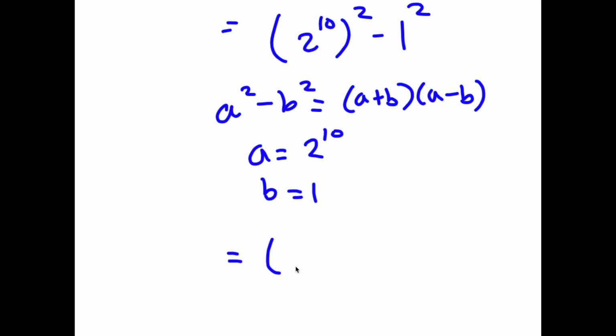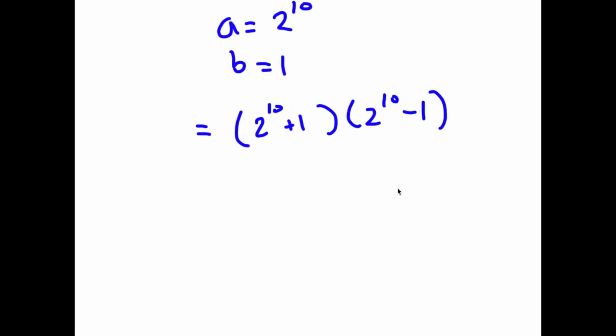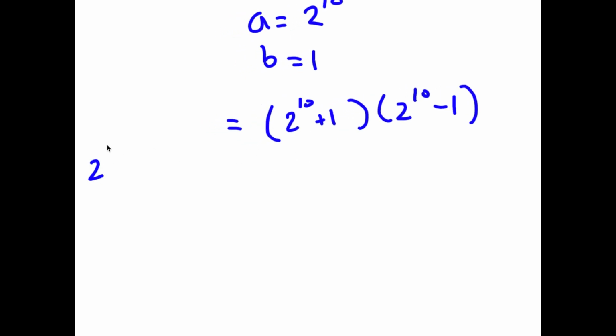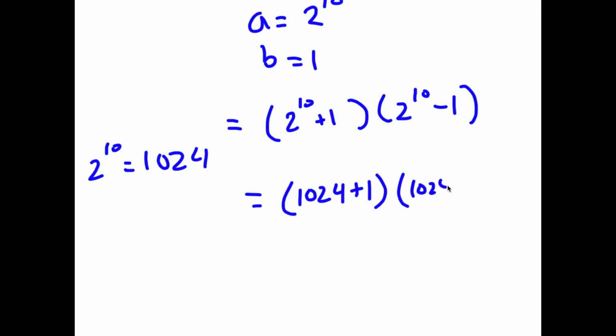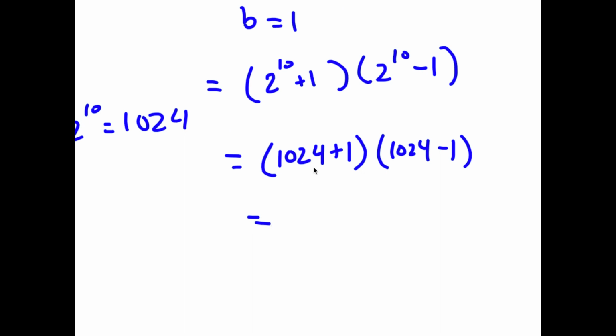So I can rewrite this in the form a plus b, 2 to the power of 10 plus 1, times a minus b, so 2 to the power of 10 minus 1. Now, if you guys didn't already know, 2 to the power of 10 is equal to 1024. So I have 1024 plus 1 times 1024 minus 1. And 1024 plus 1 is simply 1025. So I have this times 1024 minus 1, which is 1023.